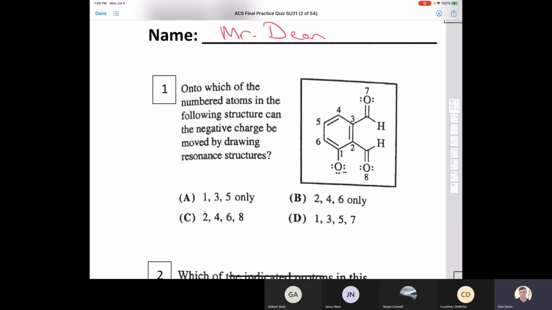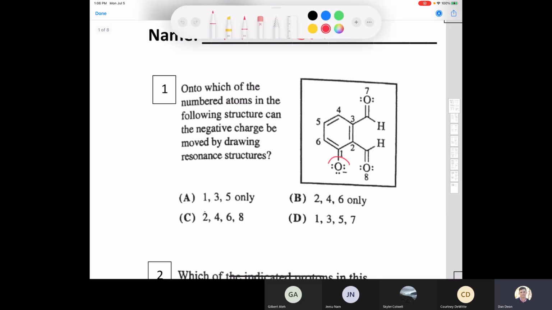So I'll just give you a second to look at it, and maybe you've printed it out, maybe not, I don't know, but that might be handy. But we have the negative charge on the oxygen right here, and we're going to see where else we could move that around. Now, obviously, we could start by drawing a resonance structure like this, so we know it's going to end up on number 6. So if it's going to end up on number 6, that means that B and C are possible answers, and we can scratch off A and D immediately.